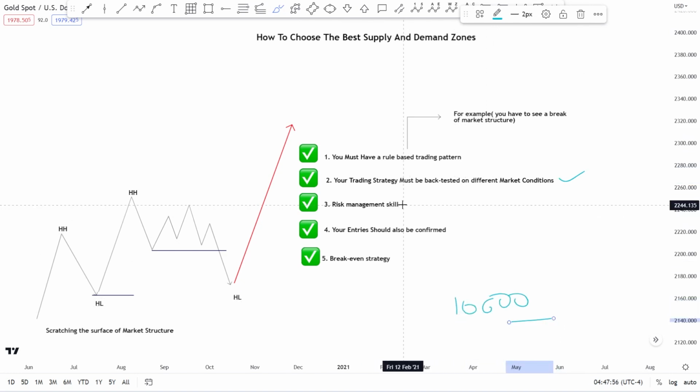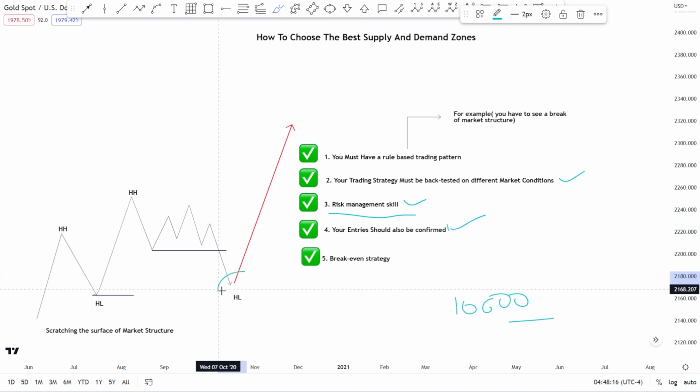Another thing you need to focus on: your strategy must be backtested maybe 10,000 times or more. You also need to have risk management skills, because if you don't, you will always blow your account entering silly trades and so forth. Your entries should also be confirmed. As you all know from this channel, we always confirm our entries over here, because we don't want to enter on an aggressive move when the market is just trending aggressively to the downside.